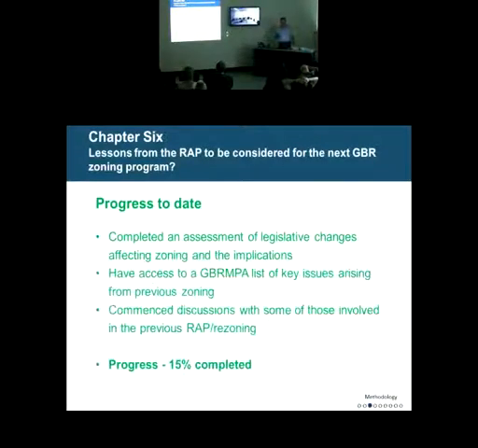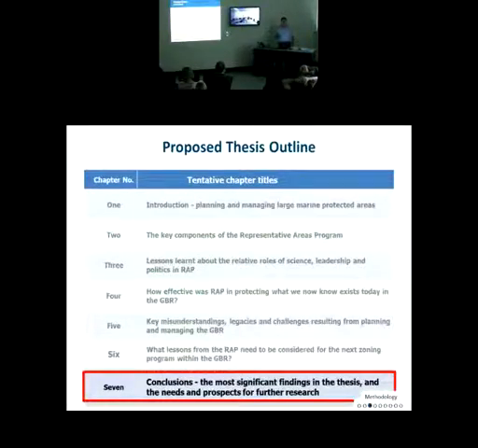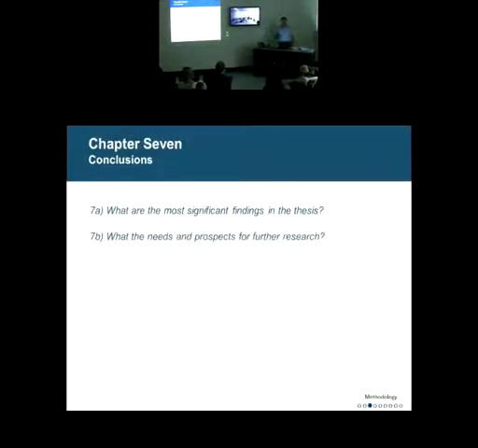In terms of progress, I've completed an assessment of the legal requirements. I've got access to a list that we've been keeping in Brompa since the 2003 zoning of the issues that we need to address, and I've started talking to some of those people involved in the previous zoning. In terms of the last chapter, conclusions, what are the significant findings? What are the needs and prospects for future research? Basically, I haven't started that one yet, as you'd think.